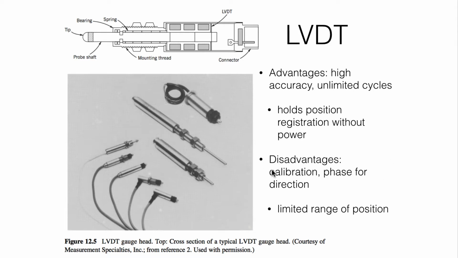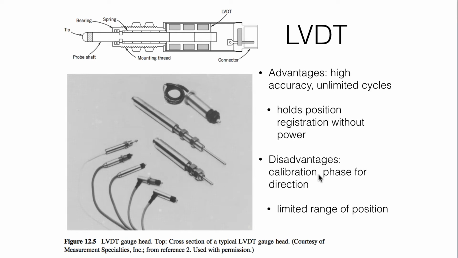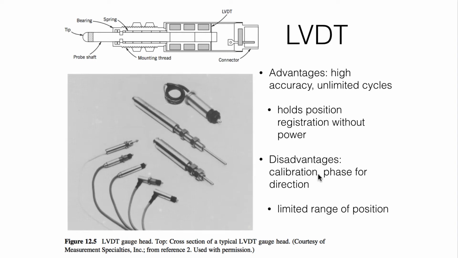Disadvantages, I've still got to calibrate this thing, and the higher precision it is, the better my calibration is going to have to be to get the full advantage of that precision. I need to resolve the phase of the AC voltage that's coming out in order to figure out the direction, and I've got a limited range of position. So these will find some limited applications where you're trying to get really high accuracy position measurement.